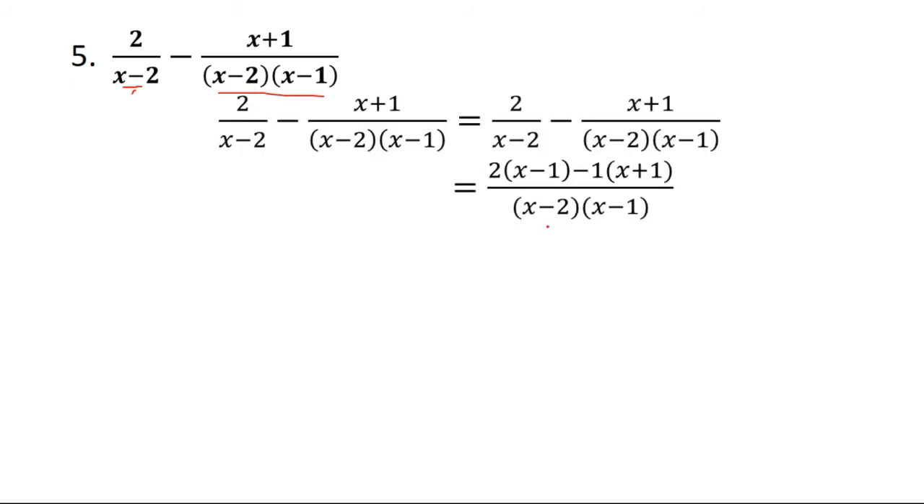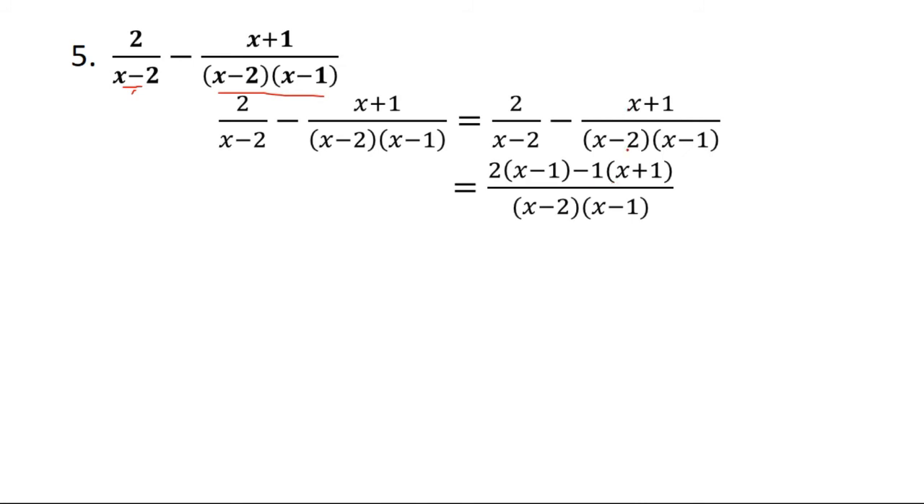So x minus 2, then x minus 1 is going to be the LCM. Now we can see from here that if you divide x minus 2, x minus 1 by x minus 2, you are going to have x minus 1. The numerator is 2, so you multiply 2 by x minus 1. Once again, you put x minus 1 in a bracket because it is a binomial and is being multiplied by a single term, which is 2.